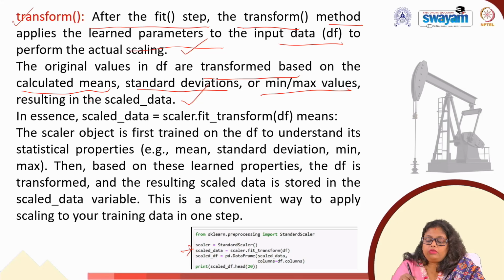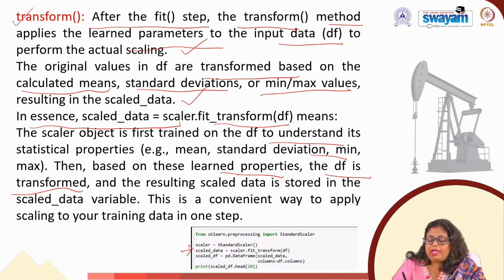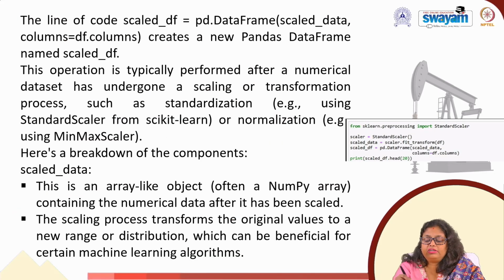Okay, so if we take all this together, scaled_data = scaler.fit_transform(df), what it means is the scaler object is first trained on the df to understand its statistical properties, that is the mean, standard deviation, min and max. Then based on these learned properties, the df is transformed and the resulting scaled data is stored in the scaled_data variable. Okay, so this is a very important step here. So we are discussing it in detail.